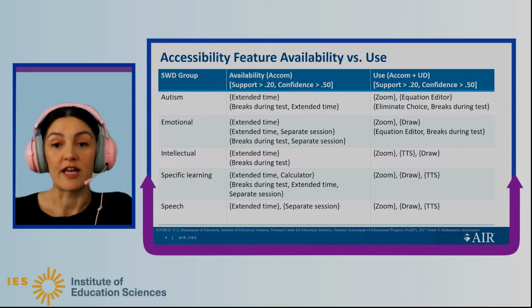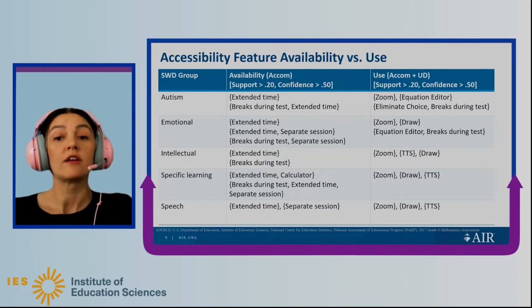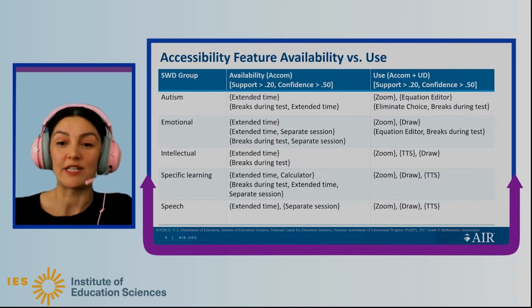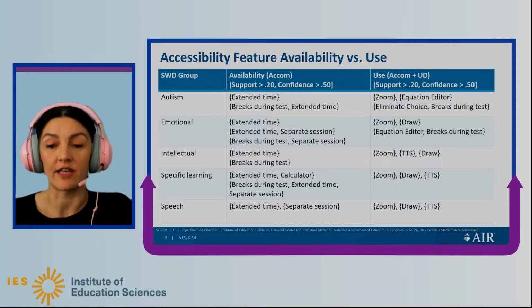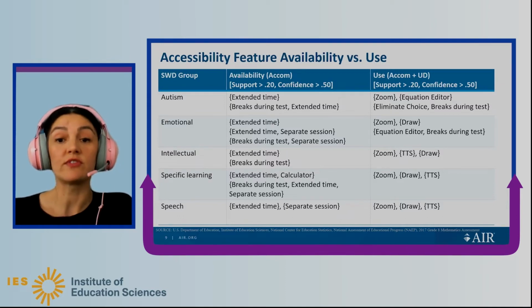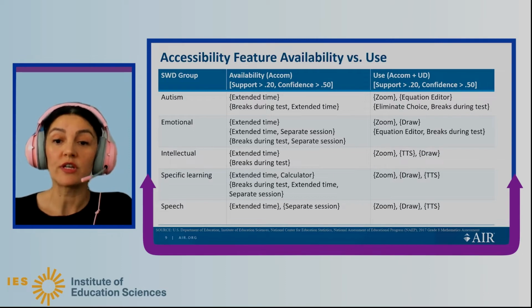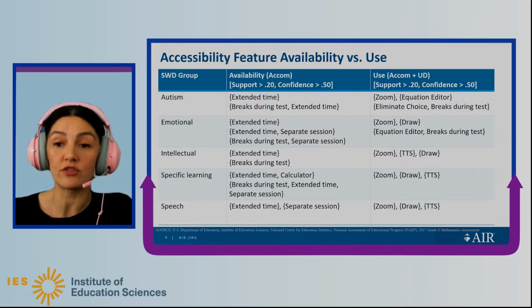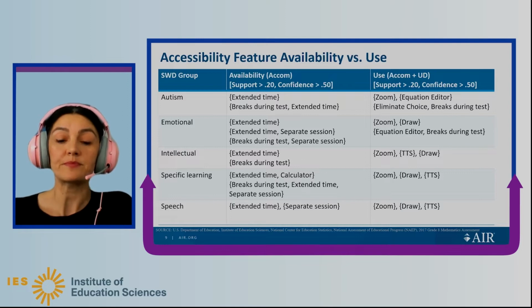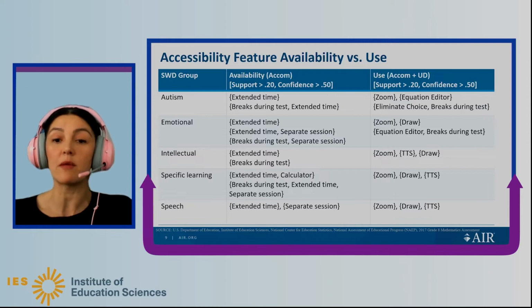Last column on the slide represents common co-occurrences of use of accessibility features. Accessibility features means accommodations plus universal design elements together. Results for use of accessibility features show that the zoom feature, which is a universal design element, is most common across all disability groups. Text-to-speech, drawing tool, and equation editor are also commonly used universal design elements. To highlight the differences, we see that extended time is not as commonly used, which is contrary to its common availability.